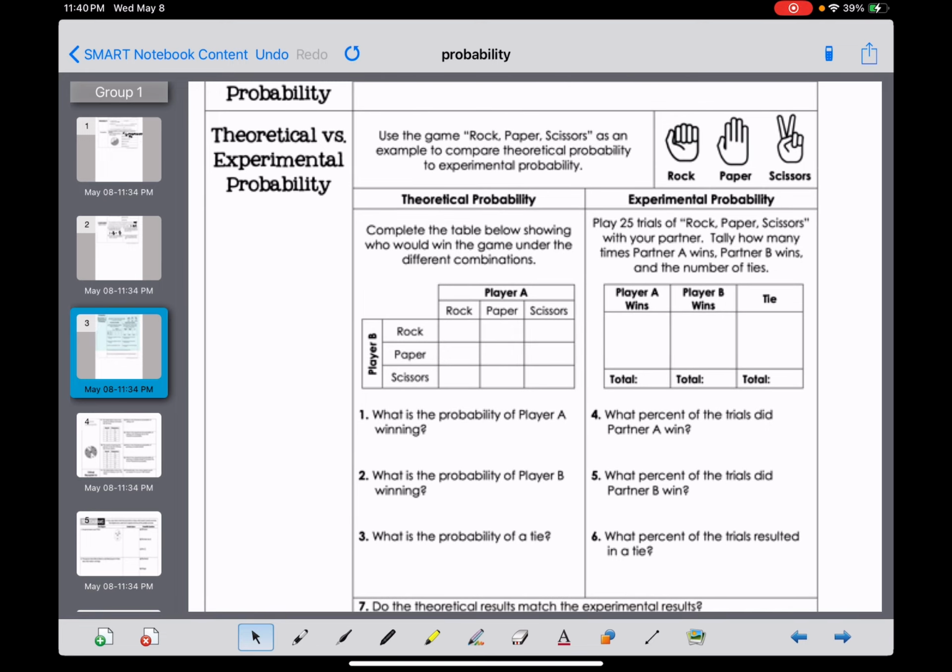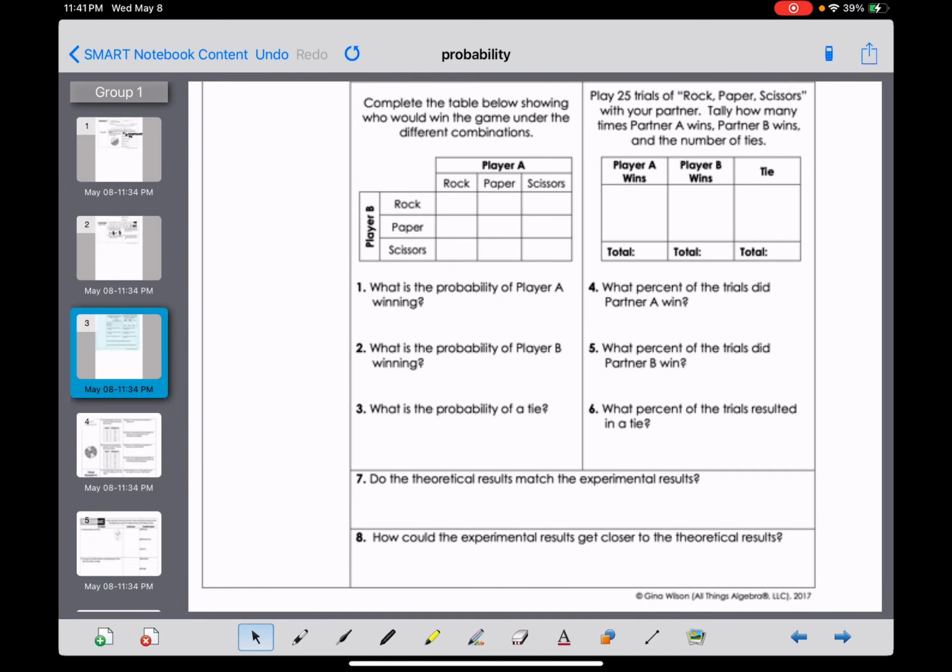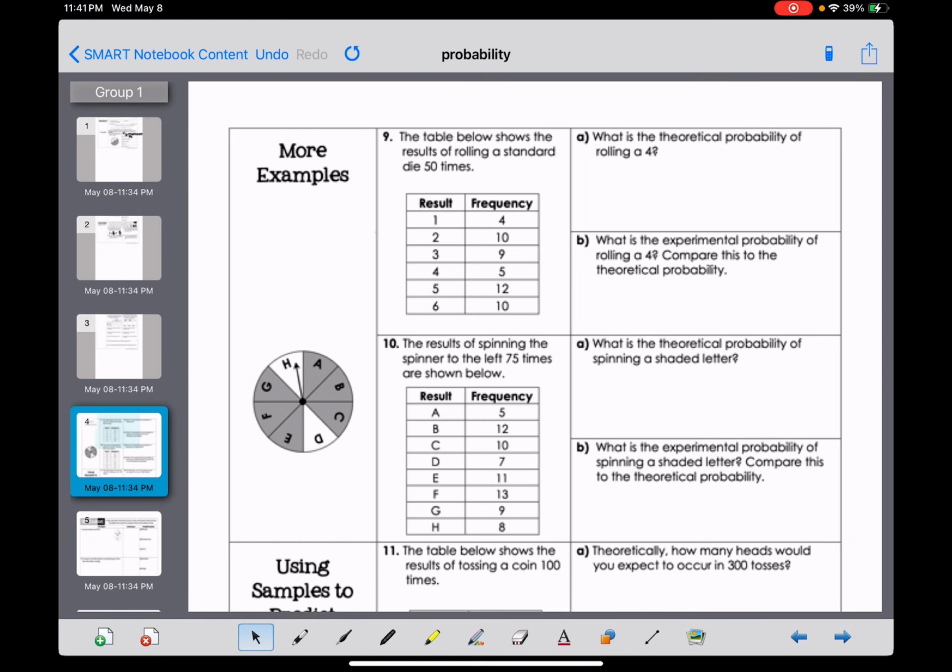Theoretical versus experimental probability. In this event, they want you to create both a table of what should happen versus what would happen, just to show you that it's not always the same. So we're just going to go ahead and skip over that.